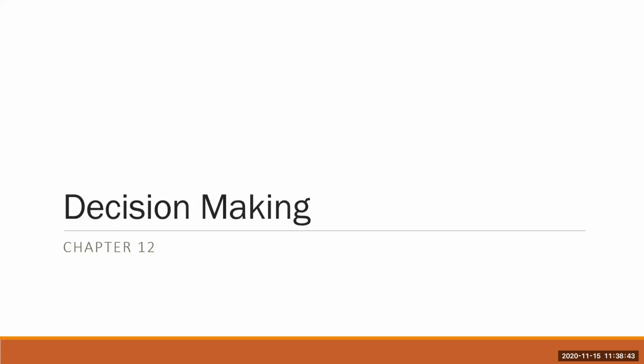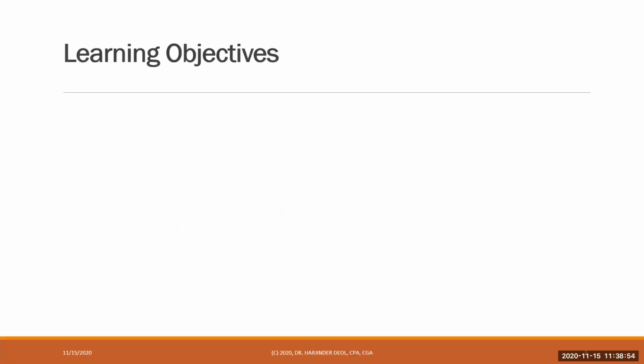Hello, everyone. This is Harjinder, and this is the last lecture video for Accounting 3224, Chapter 12, Decision Making. Our learning objectives for this chapter include how to identify relevant costs for decision making.